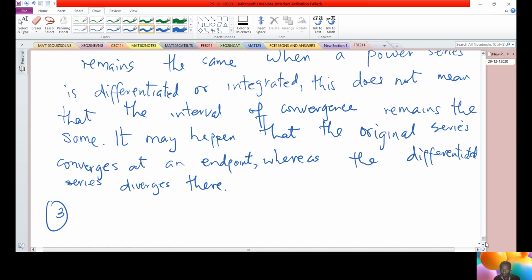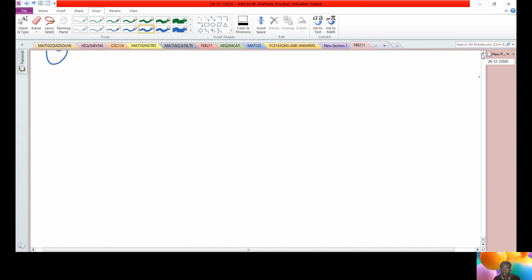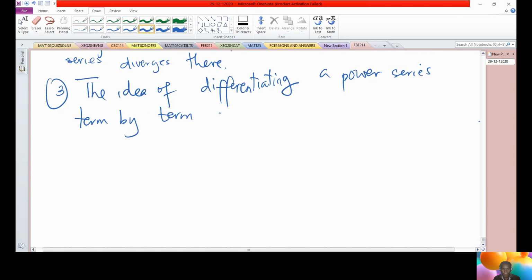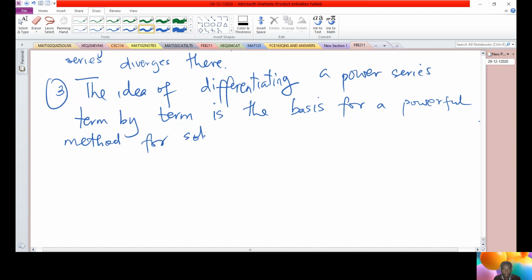Note number 3: the idea of differentiating power series term by term is the basis for a powerful method for solving differential equations. So let's do some examples.